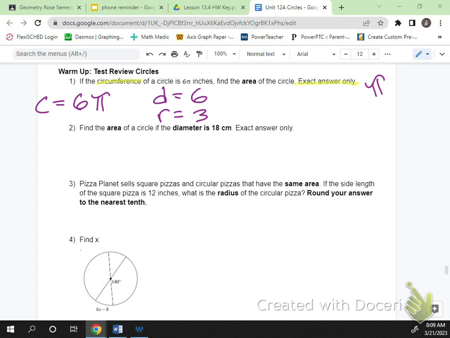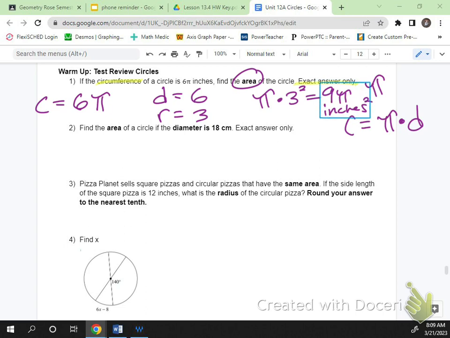That is my circumference. If I go back, one of our equations is diameter times pi. So I can pull out that the number is my diameter, therefore my radius is 3. And now I can find the area. That's what we're trying to find. Pi times 3 squared. And what's 3 squared? 9 pi inches squared is our final answer.